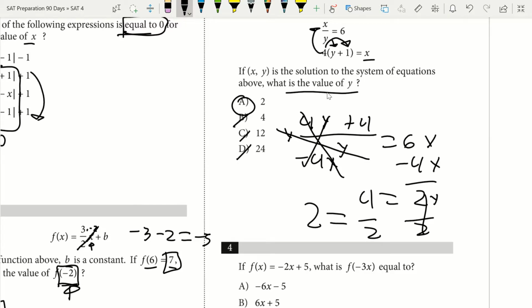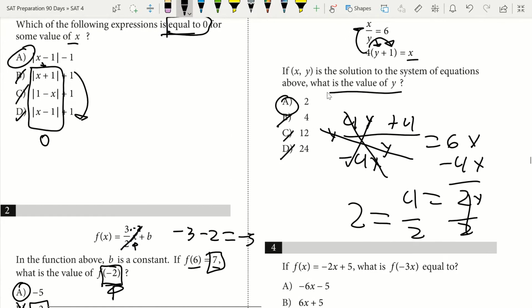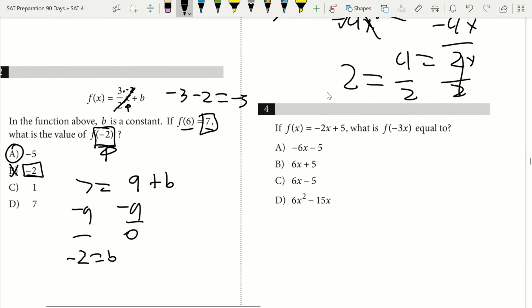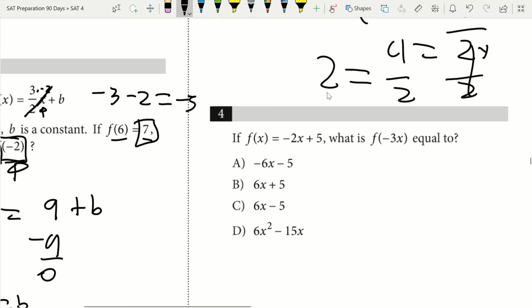Okay, now I've got question 4. If f of x is equal to negative 2x plus 5, what is f of negative 3x equal to? That means I'm plugging in negative 3x for x. What's negative 2 times negative 3x? That's positive 6x, and I still have plus 5, so my answer is going to be B.